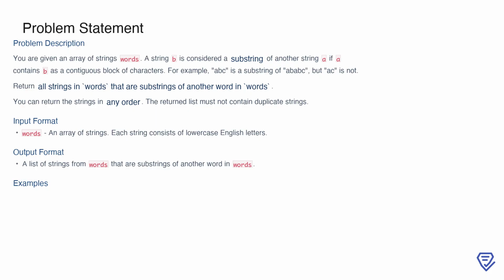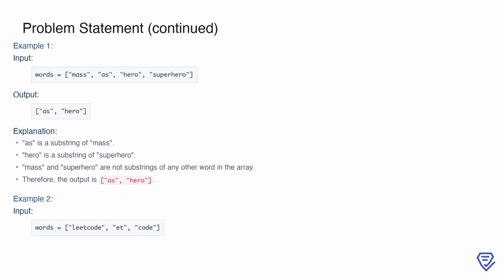For example, consider the input array words equals mass, as, hero, superhero. Here, the string as is a substring of mass because as appears as a continuous block within mass. Similarly, hero is a substring of superhero. On the other hand, mass and superhero are not substrings of any other strings in the array. Therefore, the output for this example is as, hero. This demonstrates how the solution should identify only the strings that are substrings of another word while excluding others.